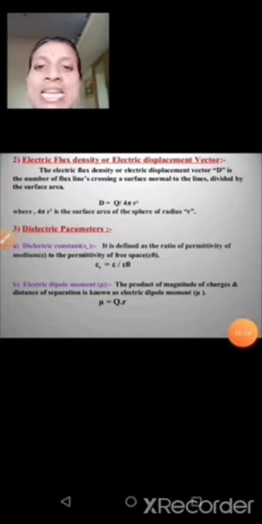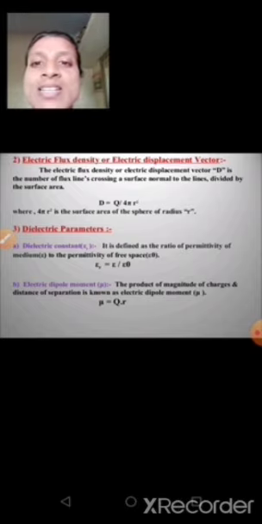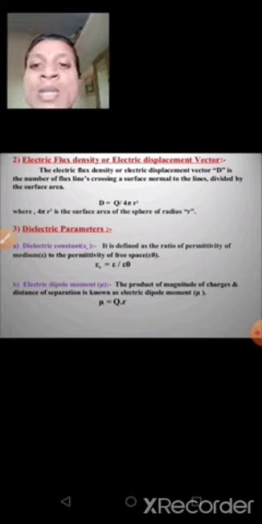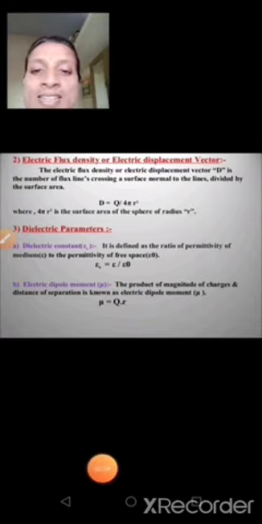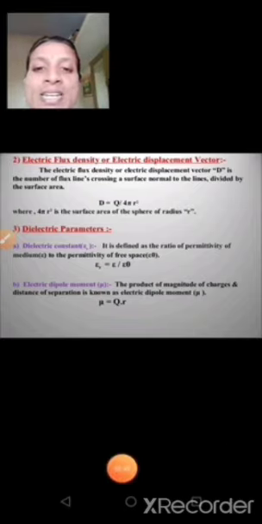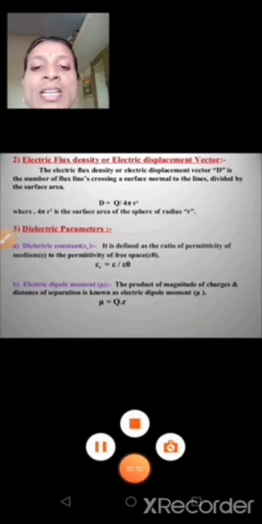Later, another property is electric flux density, or electric displacement vector. The relation for electric flux density is Q by 4 pi r square. Here 4 pi r square is the surface area of the sphere. Dielectric parameters are epsilon r and mu. Epsilon r is another name for the dielectric constant. Epsilon by epsilon naught gives us this dielectric constant. Electric dipole moment is represented by mu. It is the product of the charge and the distance of separation between the two charges.